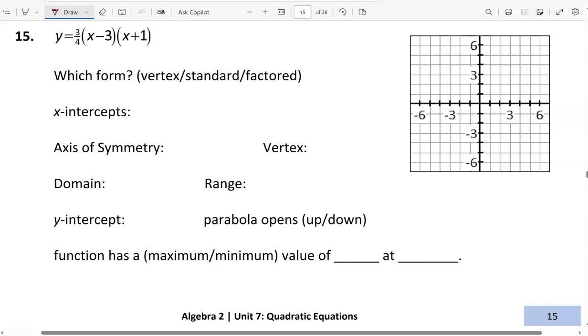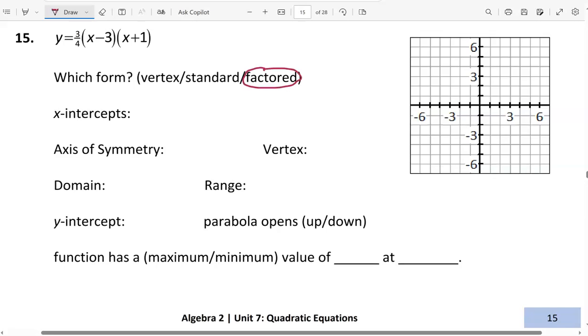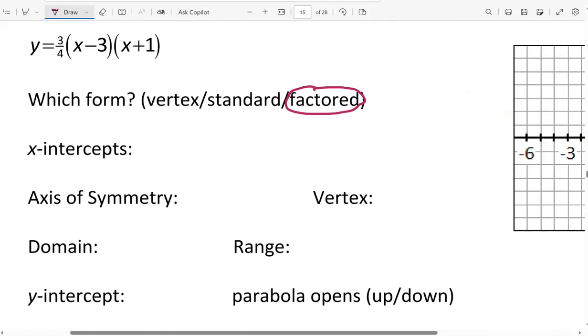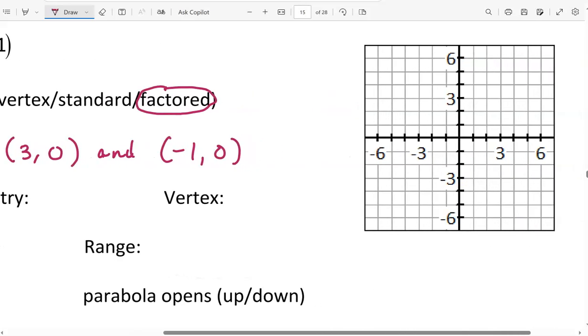In 15, we have a quadratic equation. It's in factored form because it is factored. And in factored form, we can see the x-intercepts. The x-intercepts are the x values that will make y equal to 0. So (3, 0) and (-1, 0). Let's graph those points.